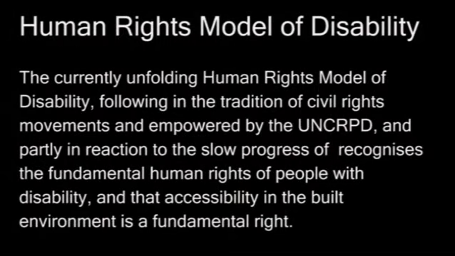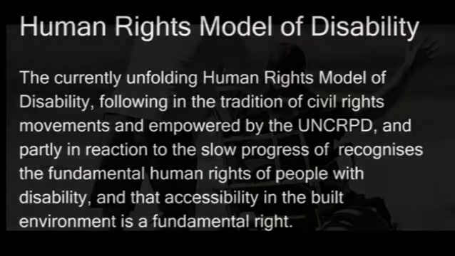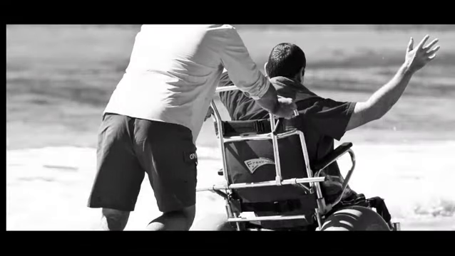The currently unfolding human rights model of disability, following in the tradition of civil rights movements and empowered by the UNCRPD, recognises the fundamental human rights of people with disability and that accessibility in the built environment is a fundamental right. From a built environment perspective, the human rights model of disability presages more obviously defined and enforced built environment accessibility legislation.